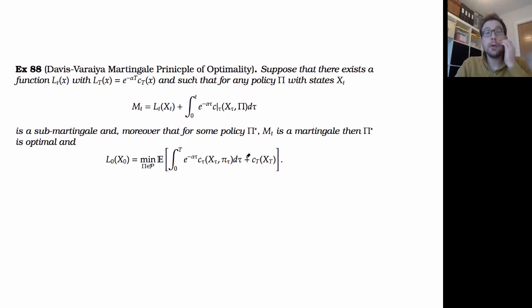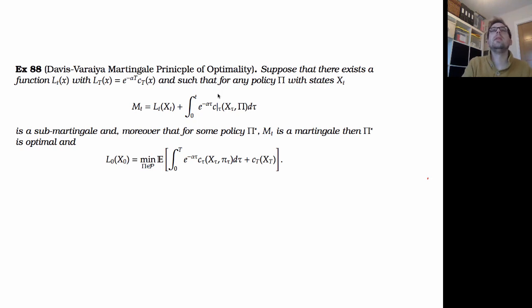So one way of proving that the HJB equation that we wrote down earlier is the correct thing is we can use the following condition. This gives a nice way of deriving optimality conditions. It's one of the ways we can go about deriving the optimality of a specific policy. So let's go about doing this. This is called the Davis-Varaiya Martingale principle of optimality.